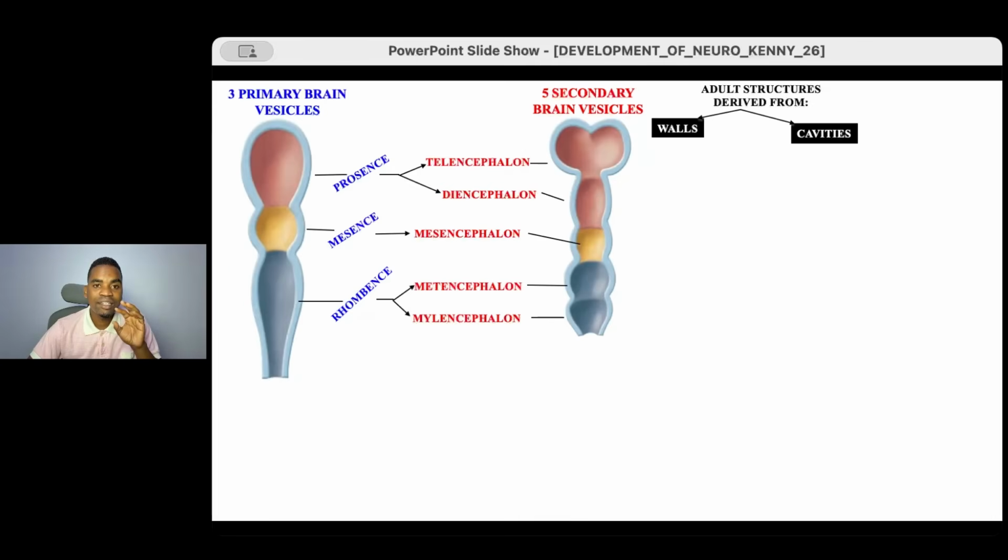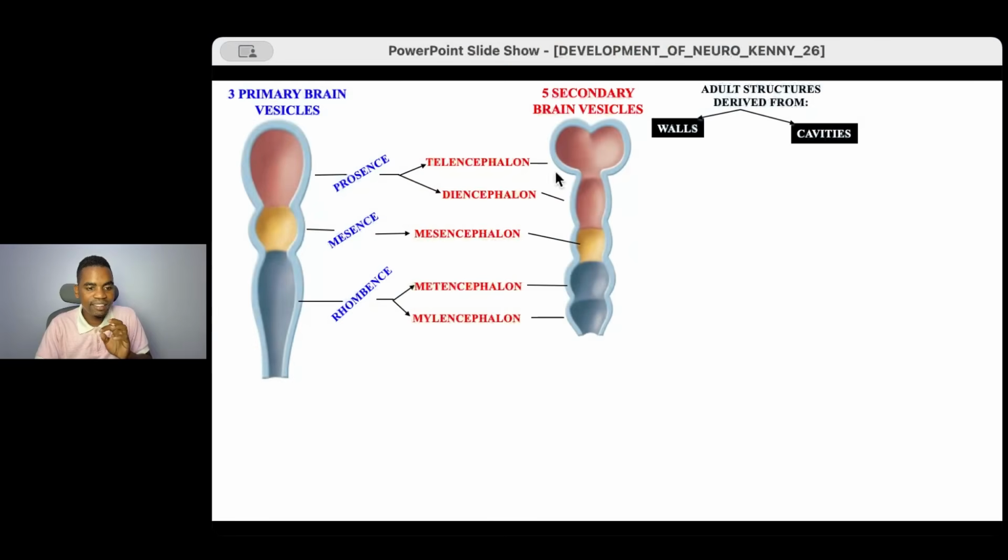Now, these are the five secondary brain vesicles, but because they are vesicles, that means they've got a wall. Let me show you. They have a wall outside, and then inside they have a cavity. They have a wall and a cavity, and I want to show you the derivatives, what we have from these vesicles. The walls of the vesicles will form these structures here, and the cavities within the vesicles, we are going to see the cavities here.